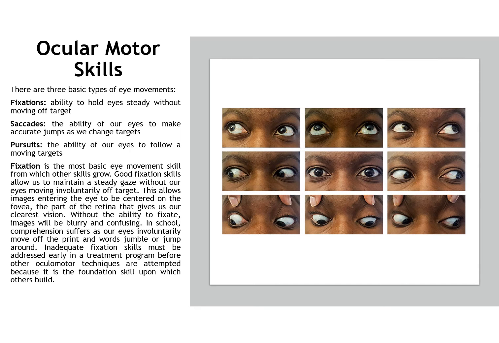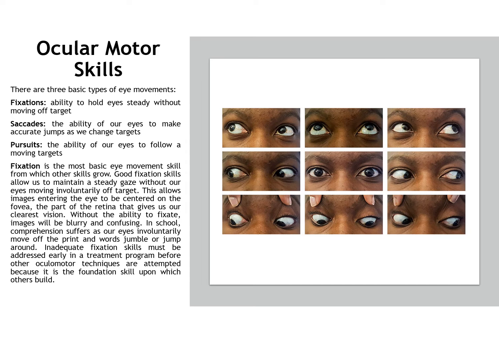So let's talk about ocular motor skills. There are three basic types of eye movements. Fixations, which is the ability to hold eyes steady without moving off target. Saccades, this is the ability of our eyes to make accurate jumps as we change targets. Pursuits, this is the ability of our eyes to follow a moving target.